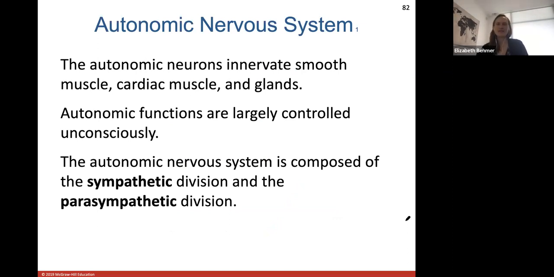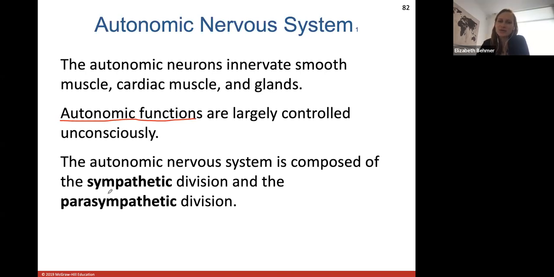The autonomic nervous system then, so we talked about your somatic nervous system innervates muscles that you can control, your skeletal muscles. Your autonomic nervous system innervates smooth muscle, cardiac muscle, and glands. And these are all things in the body that will work autonomically or automatically on a subconscious level. So without you knowing it, you have many autonomic functions of your autonomic nervous system that are maintaining homeostasis of your body subconsciously.